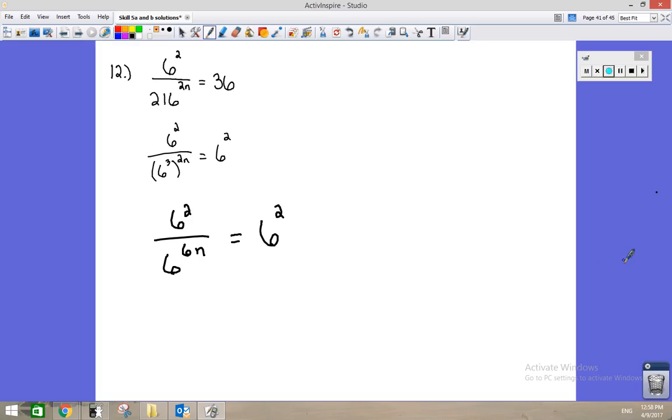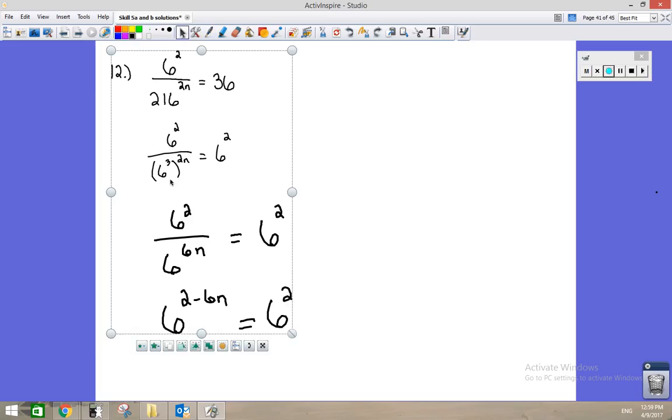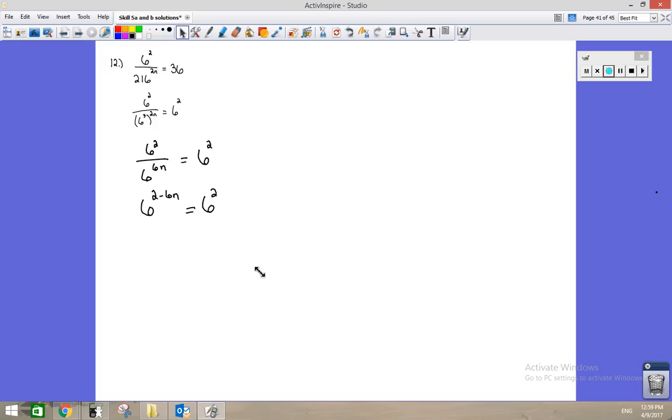I could do one of two things here. I could cancel these 6 squared from each side, but I won't do that because that could confuse people. Since we have division here, we've got this exponent of 2 minus this exponent 6n. It's the exponent in the numerator minus the exponent in the denominator. And now, since this is a one-to-one function, if the numbers are the same and the bases are the same, the exponents must be the same.